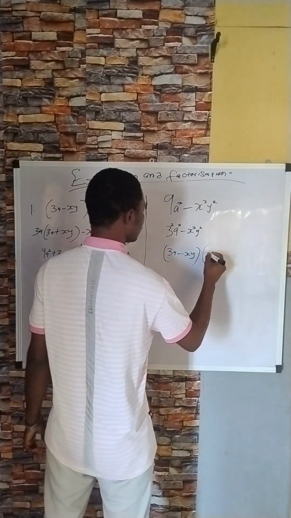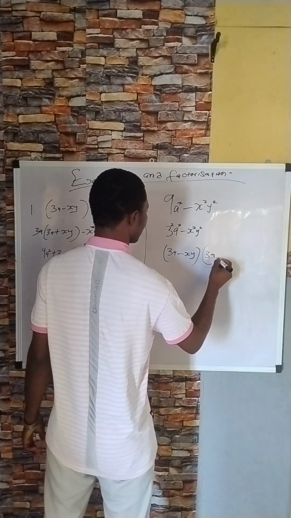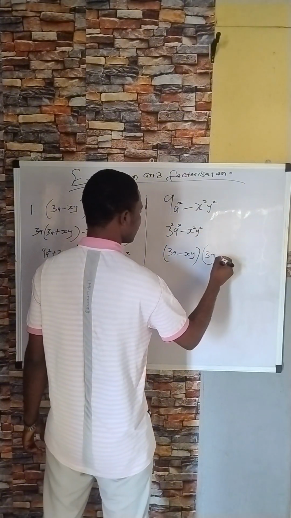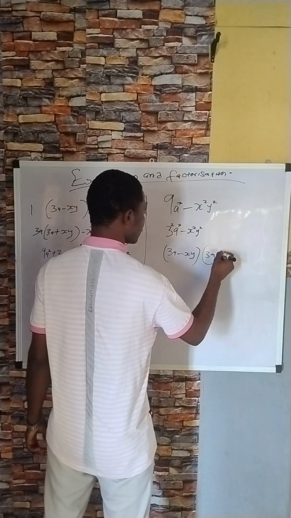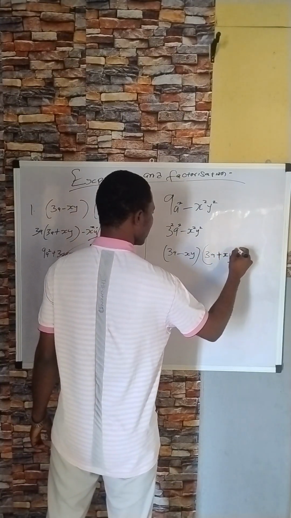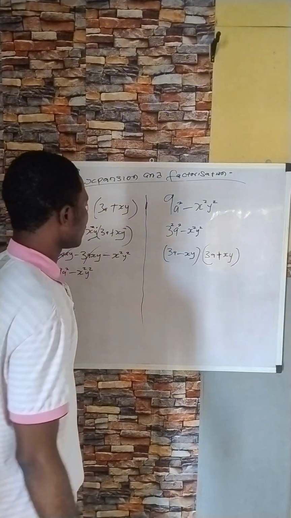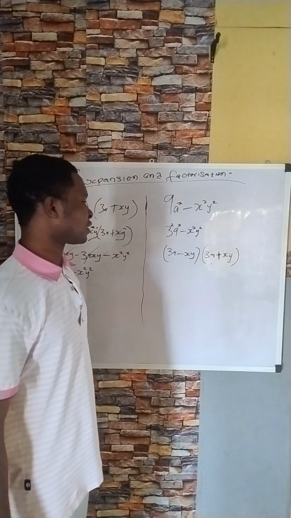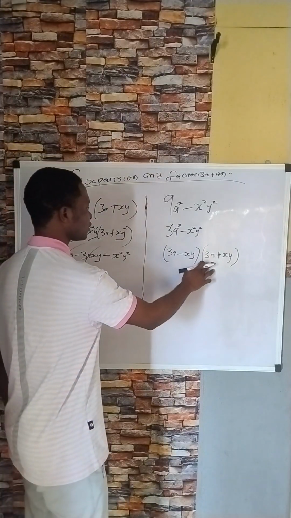So it will be 3a. The only difference now will be that this sign will have to change. Plus x, y. And this will be our simplest answer in factorization.